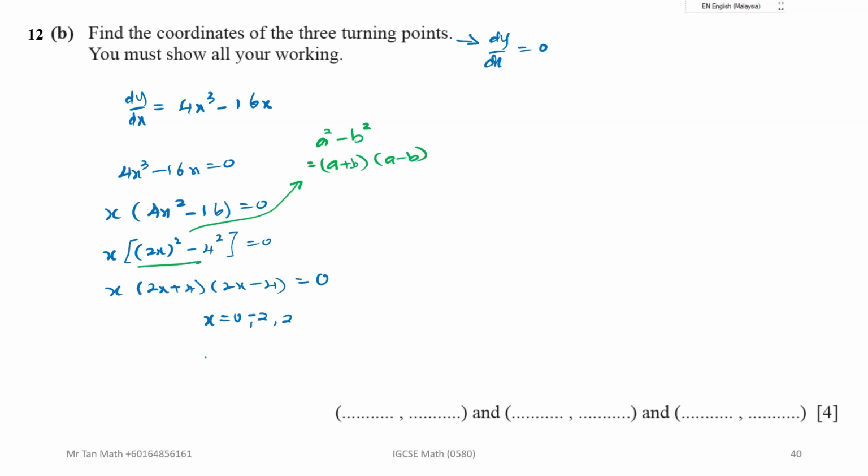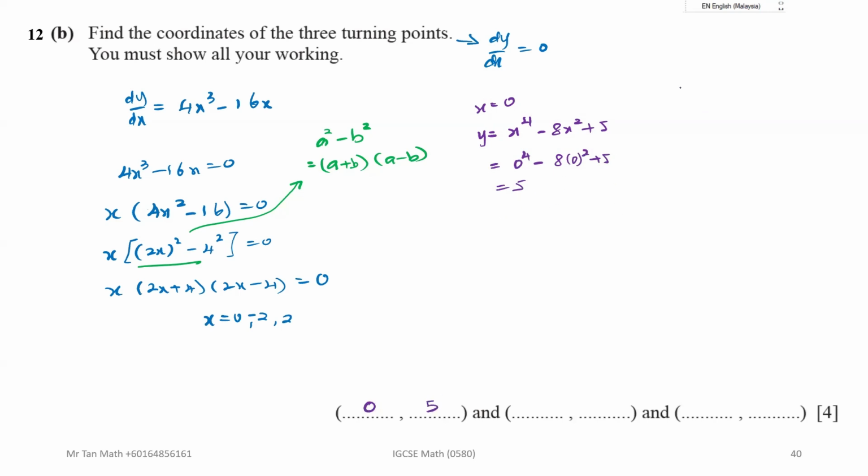Okay, now you find the y. So when x equals 0, y equals, you use the original equation, x to the power of 4 minus 8x squared plus 5. So equals 0 to the power of 4 minus 8 times 0 squared plus 5. You get 5. So the first one is 0, 5.